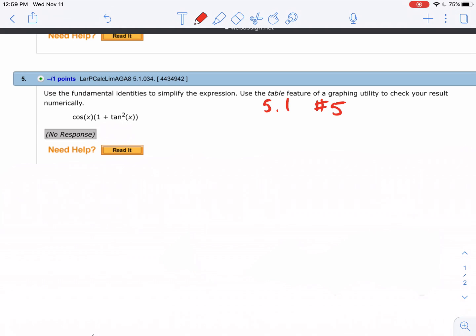Well, hopefully you've tried 5.1, number 5, on your own. When they talk about fundamental identities, that's talking about that box that we should be memorizing. We're not going to do the checking on our graphing utility to see if it's correct. What they mean is type one of them into Y1, one of them into Y2, the original here, and your answer, and make sure that the table matches up, but we're not going to do that.